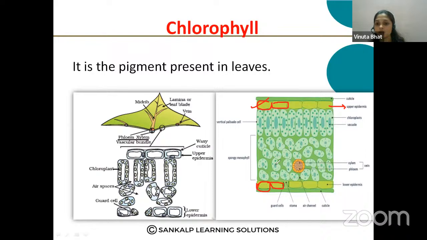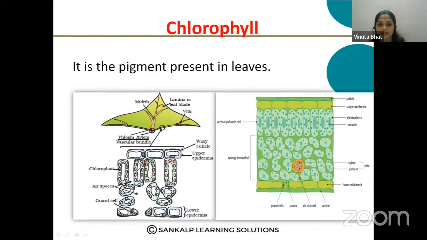In between these two epidermis you can observe this type of long cylindrical shaped cells, elongated cells. These cells are called palisade cells. So just observe this cell.